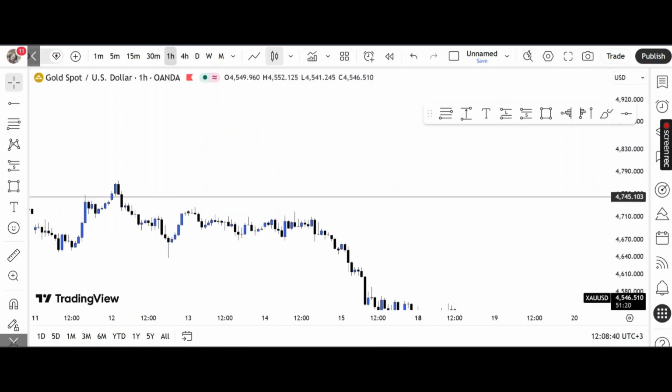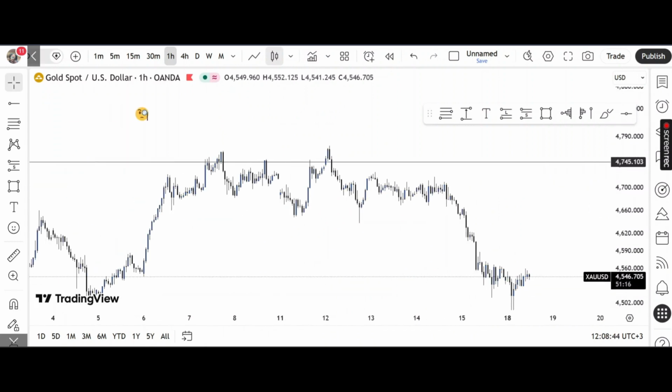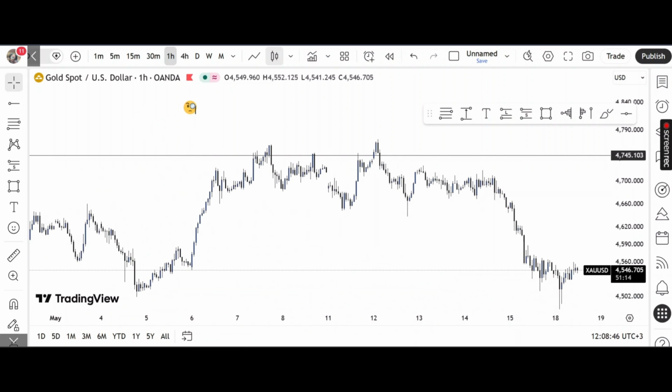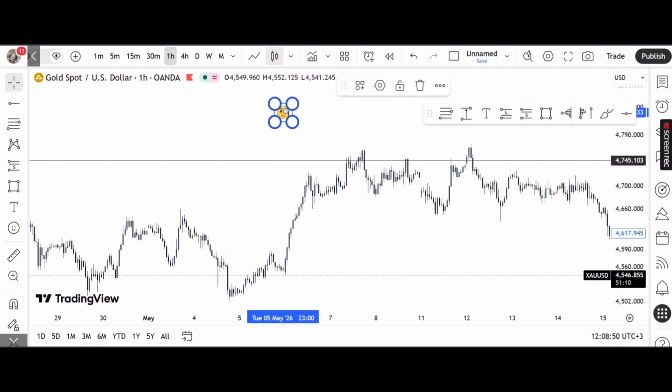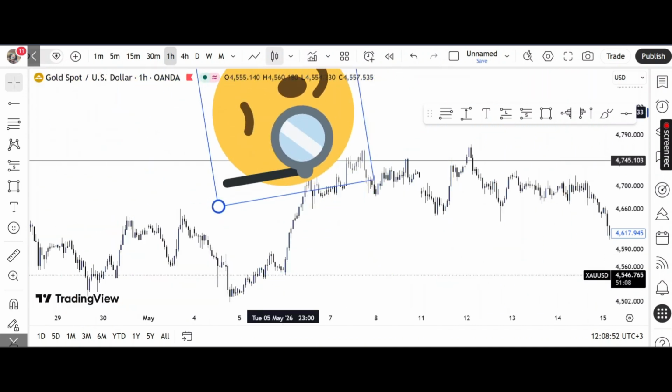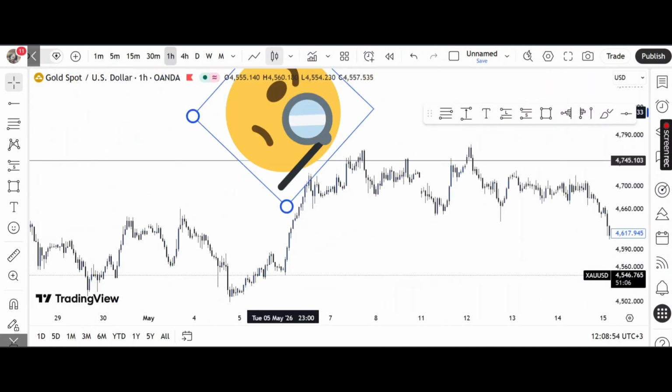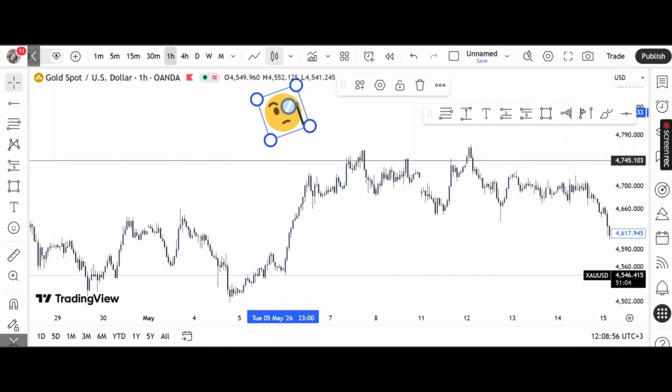I don't use the 4 hour because it takes so long to be activated, to be broken. And the 1 hour is so much more precise for me. I have a high win rate while using it. So here it's when it was broken. Pardon me, I'm sorry. I think I'll just delete that.